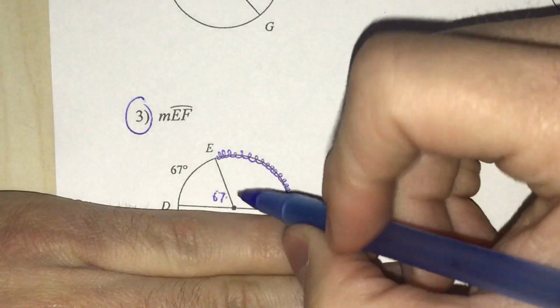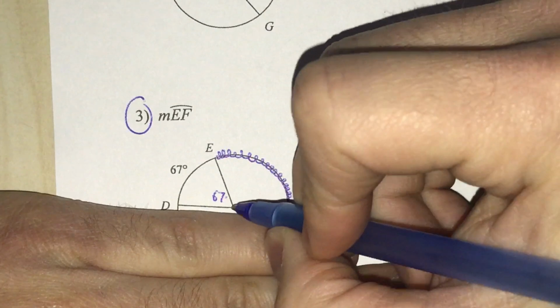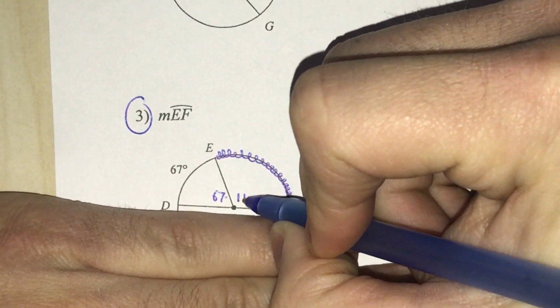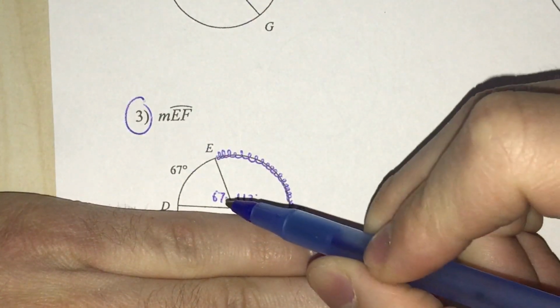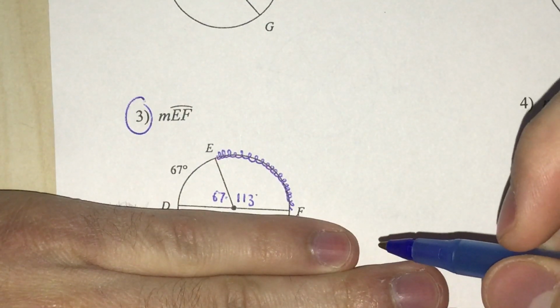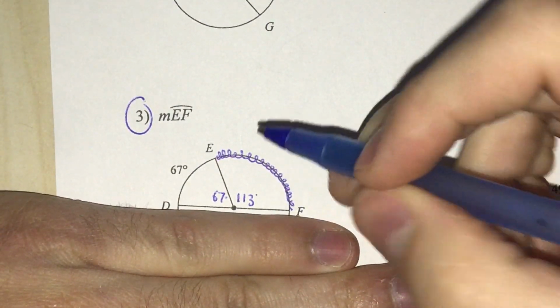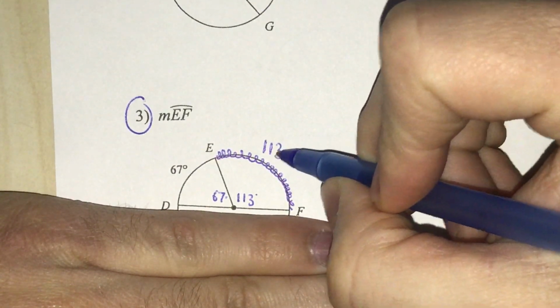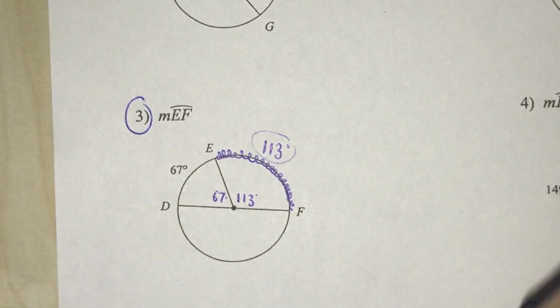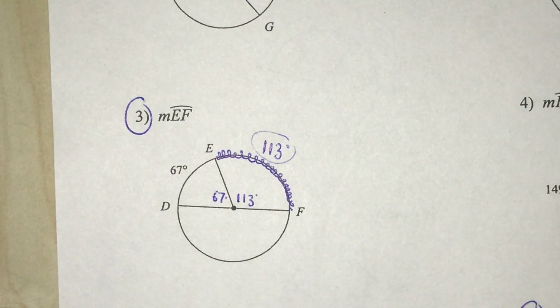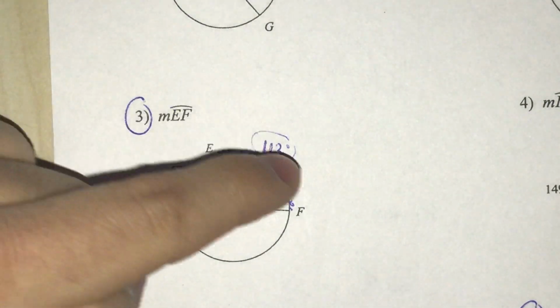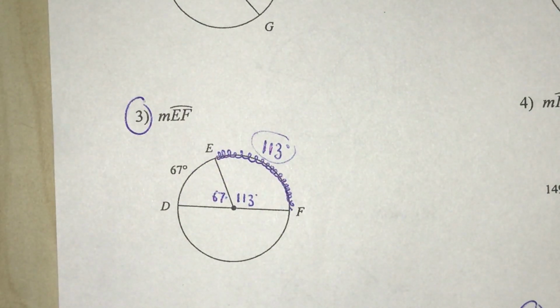So if that's 67, then this angle right here is 113 degrees, because again, this should add up to 180. And by the same procedure, if this is 113, this is also 113. And you found your answer. So again, different ways to do it. That's my way. If you wanted to go straight up and use the arcs to find that, that's cool with me. Any questions? No? Awesome. Let's move on to one more on this page.